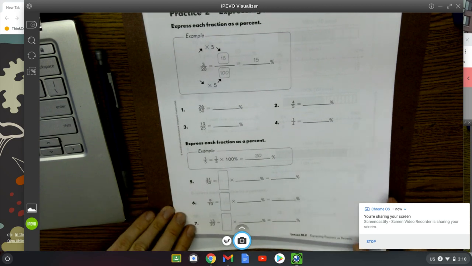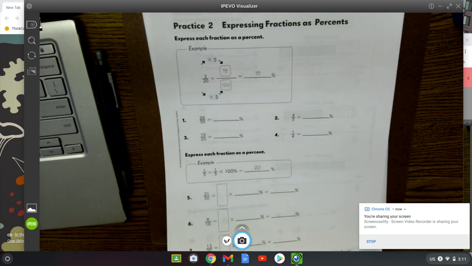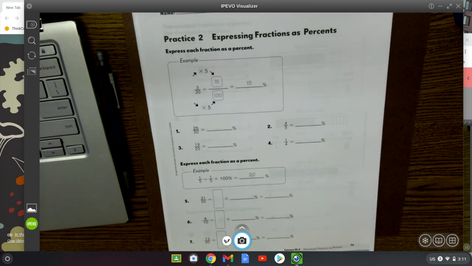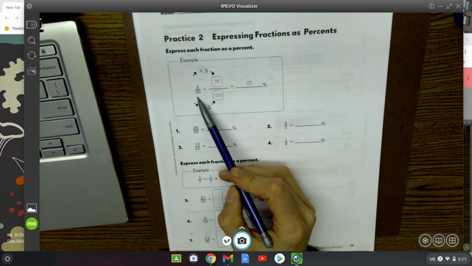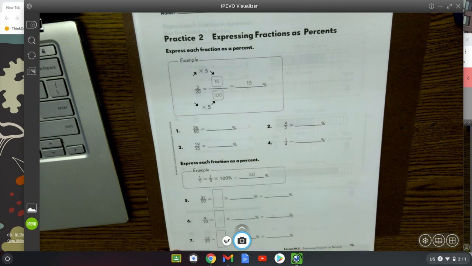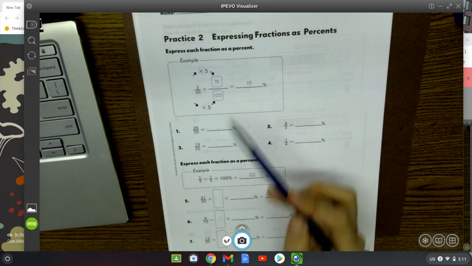All right, welcome back. Practice 2, expressing fractions as percents. Here, we can see that we're getting into some fractions that don't have 100 as the denominator, but we can make equivalent fractions because you guys are awesome and change them into what we want to see to help us easily move to percents.